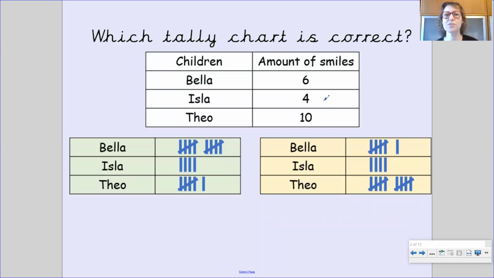So let's just recap very quickly. Which of these tally charts is correct? Do you think it's this one over here or this one over here? It is this one over here because Bella has 6, 5, 6. Isla has 4, 1, 2, 3, 4. And Theo has 10, 5, 10. In this one here, Bella and Theo are the wrong way around.